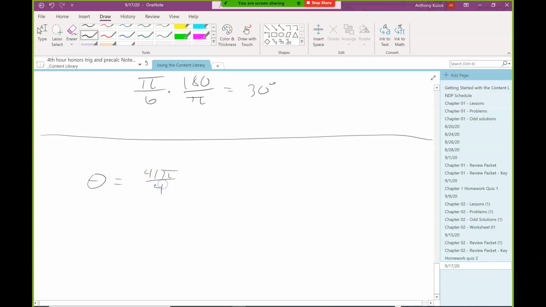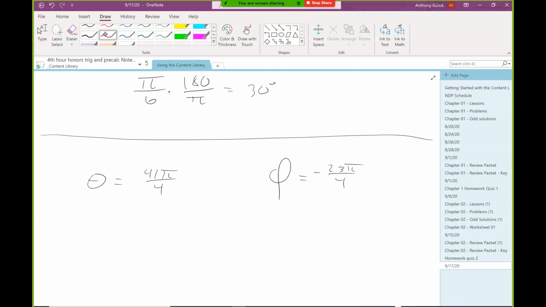(41π/4). And let's say we have another angle that is -23π/4. Okay with that? Yeah, -23π/4.